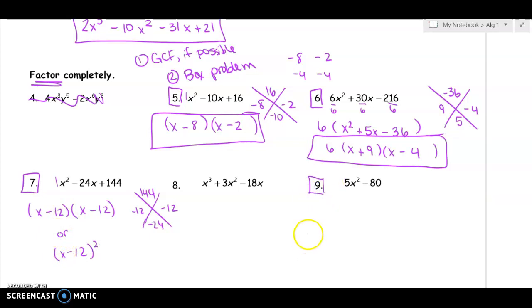Number 9, I changed my mind. I want to do this one real quick because it is a little bit different. GCF, okay, they both are divisible by 5. They don't all have an x in common, but they are divisible by 5.